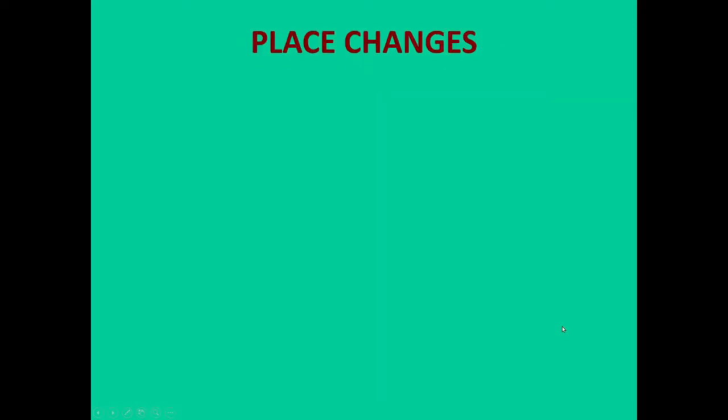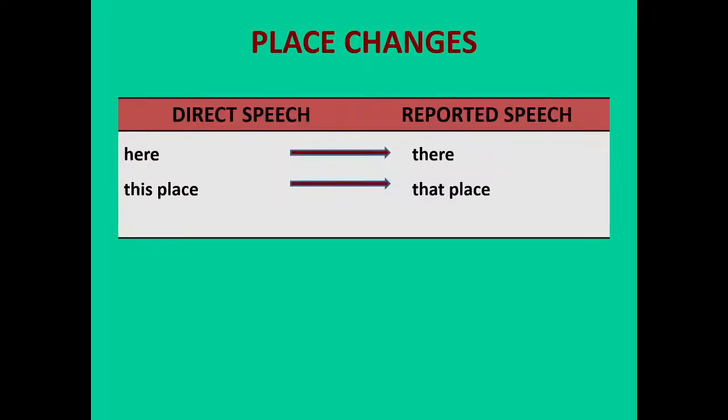Now, we have some place words, like here or this place. If you have one of these words in your sentences, you have to change them, for example, here into there, or this place into that place. For example, Here is your coat, said Mary. Mary said that there was my coat. In this case, we have to change here into there, and is, present simple, into was, past simple.